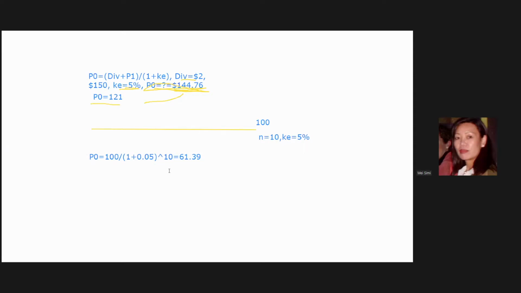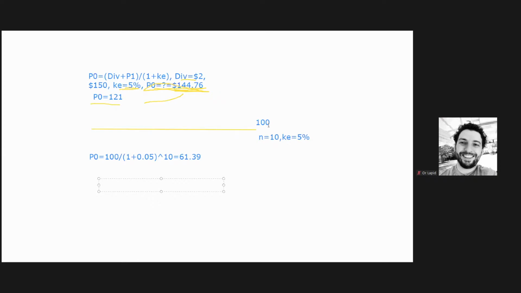Professor, can you explain how you got this last equation, P0 equals 100? Okay, I say it's okay because this last term, 10 years later, let's say hypothetically, you can sell at $100 per share. I just want to see whether this price is significant enough to keep it.